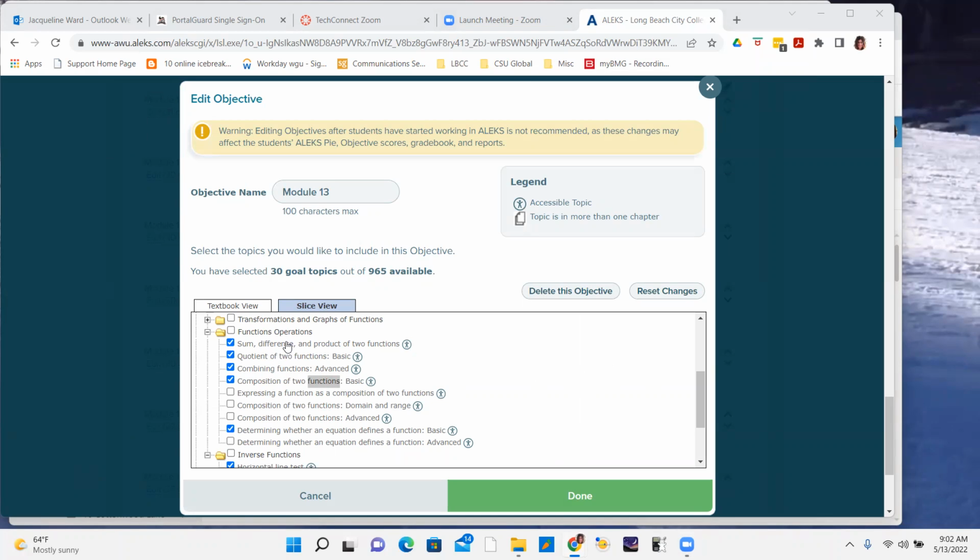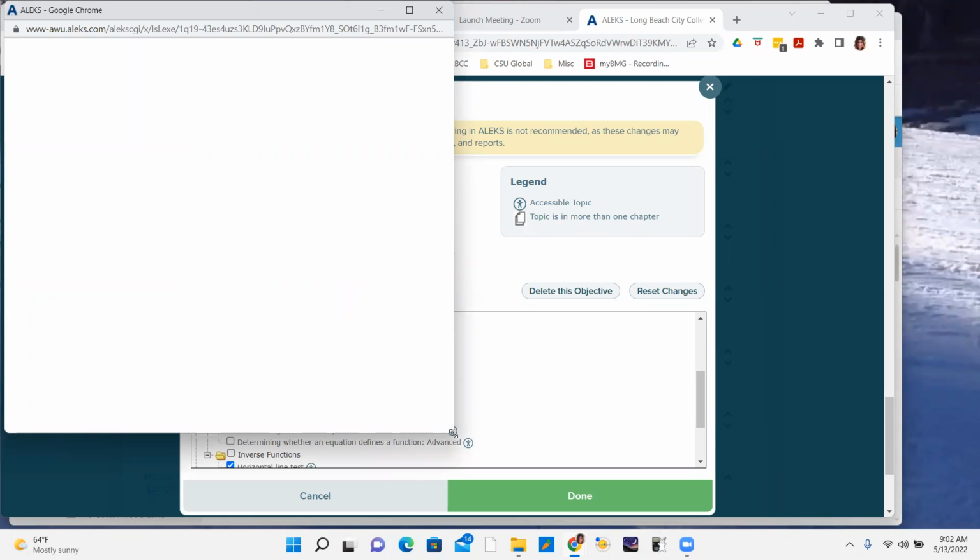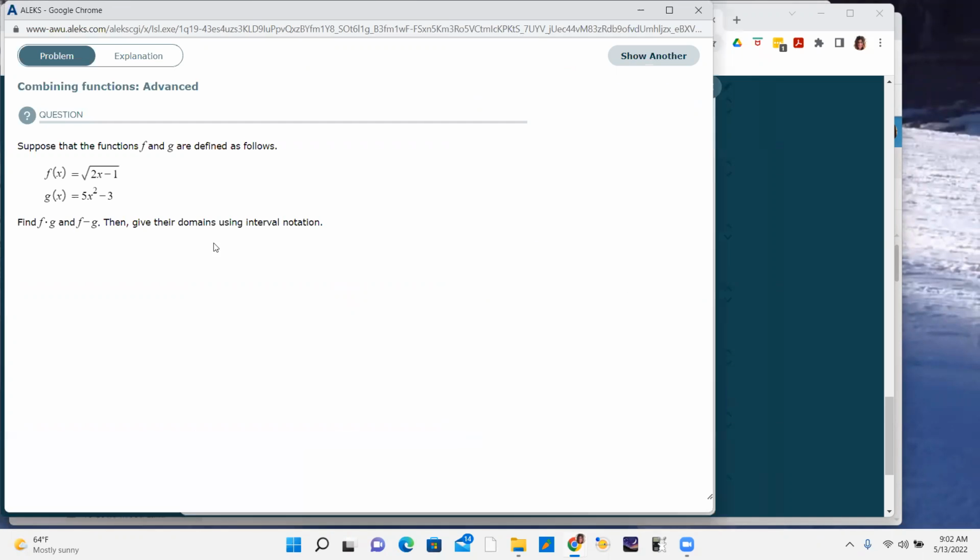So we left off last time talking about adding, subtracting, and multiplying functions, right? So just basically combining functions. And now these problems in this topic are also asking you to give the domains. So find f times g. And notice here, they don't even put the f of x times g of x. It's just understood we're talking about f of x times g of x. And here, f of x minus g of x. And then to give their domains.